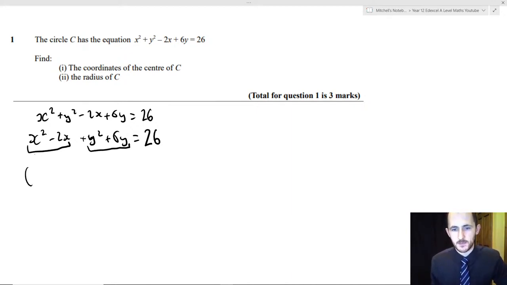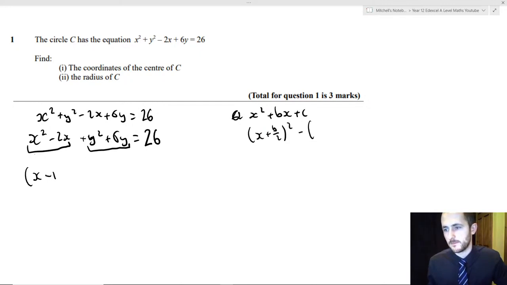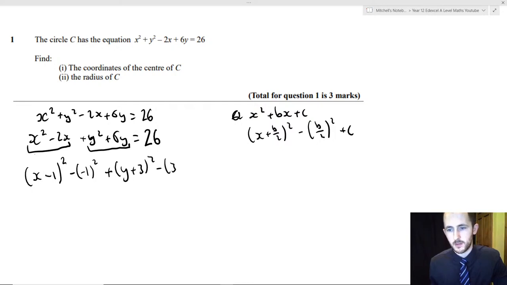So for the x terms, we have x plus b over 2, so this is going to be minus 1. And just so you remember, the general equation for completing the square is just that. So x minus 1 squared minus 1 squared, we'll leave that. And then we have the y term, so plus y plus 3 squared minus 3 squared equals 26.